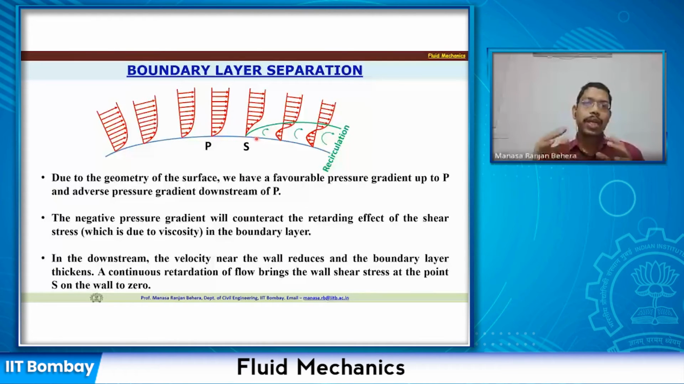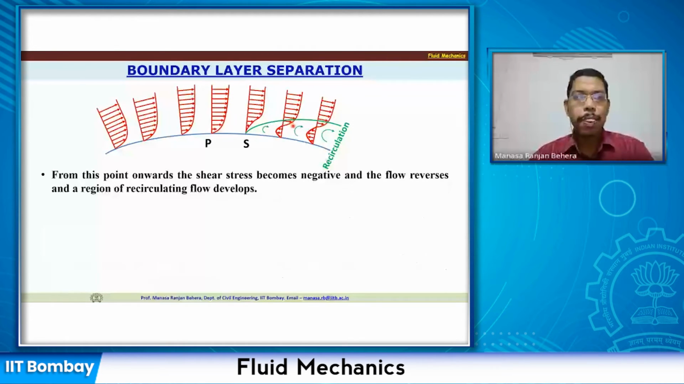A continuous retardation of this velocity brings the wall shear stress at a point S on the wall to 0. So basically the wall shear stress that is acting due to this adverse pressure gradient, the total shear stress at this point is going to be 0. So once it is 0, there is no attachment. Because of that, the flow is going to be separated.